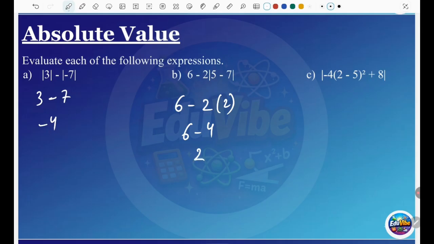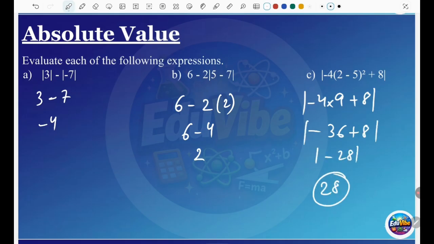So we have a minus 4, and this 2 minus 5 squared will give minus 3. Minus 3 squared is 9. So 9 plus 8, here we have a minus 4 which is multiplying with that, and we have the absolute value. So minus 4 times 9 is minus 36, plus 8 gives minus 28, and the absolute value is 28. So that's how you can solve the absolute value.